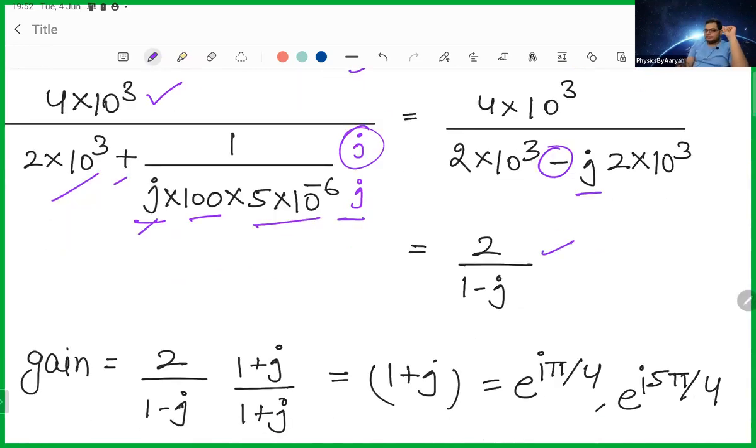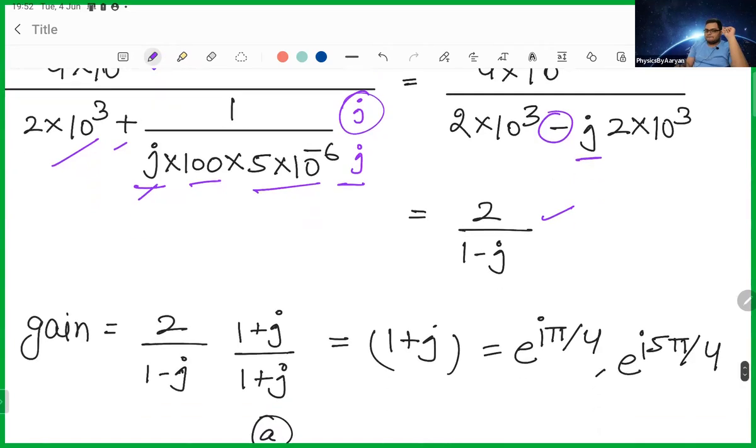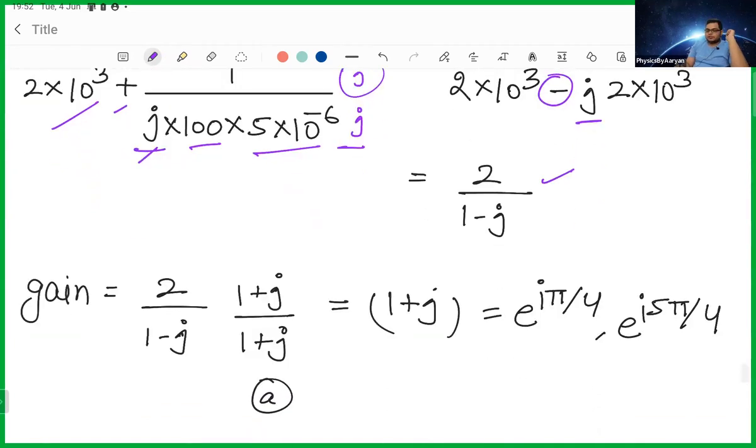I will again repeat the same thing. What I will do actually is rationalize. So I will multiply by 1 plus j and divide by 1 plus j. So 1 minus j and 1 plus j gives 2, because a minus b into a plus b is a square minus b square, and a square is 1 and b square is minus 1. So 1 plus 1 is 2. So 2 and 2 cancel and you are left with 1 plus j. So this is your final answer.